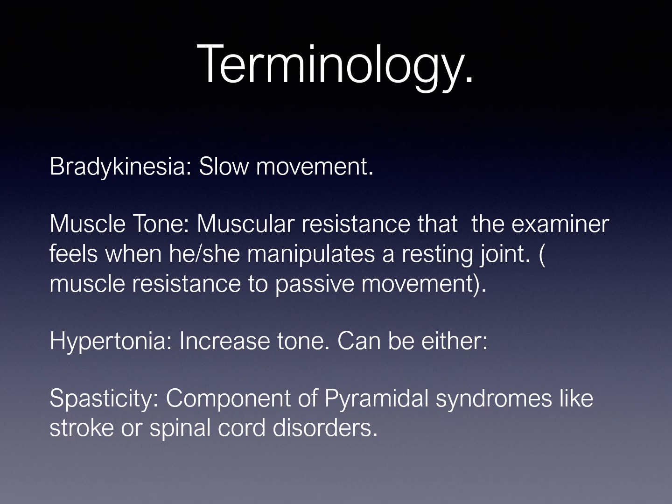So basically when you move, for example, the hand at the wrist joint or the arm at the shoulder joint, when the patient is resting, you feel some resistance, and that's basically the tone. So the resistance you feel to passive movement when the patient is resting. Now the tone can be increased or decreased. The increased tone we call hypertonia, and the decreased tone we call hypotonia or flaccidity. Now the increased tone or the hypertonia can be either due to spasticity or due to rigidity.